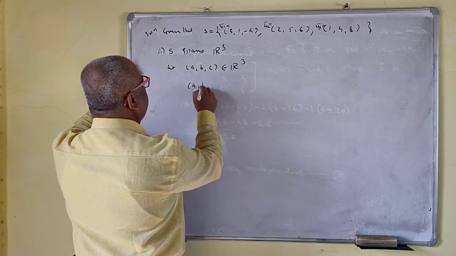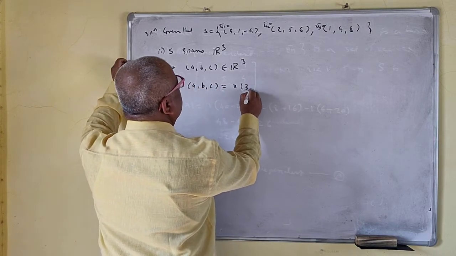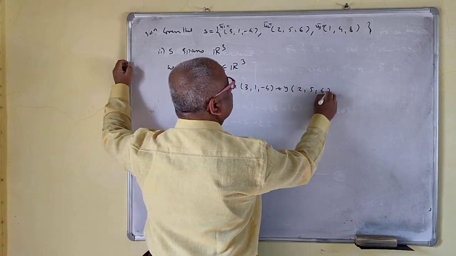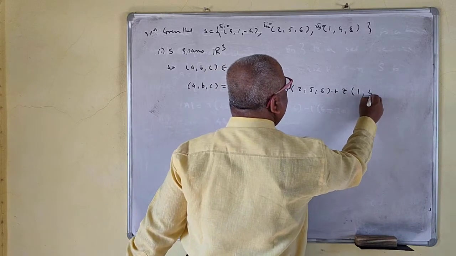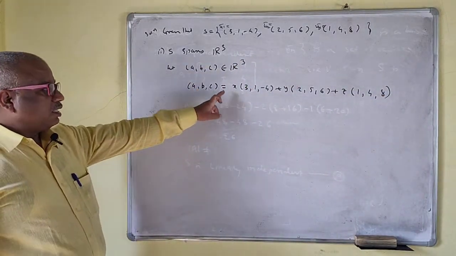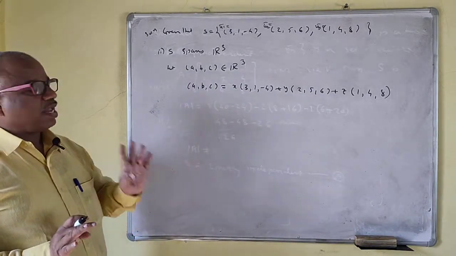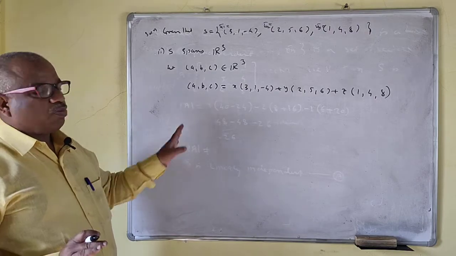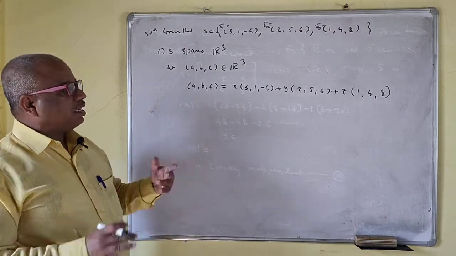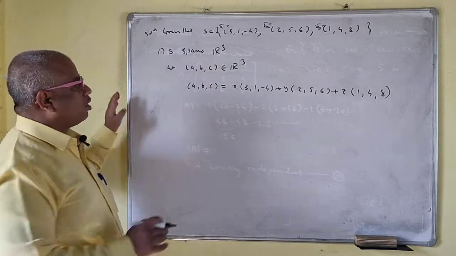So (a, b, c) is equal to x into (3, 1, minus 4) plus y into (2, 5, 6) plus z into (1, 4, 8). We will prove that these x, y, z exist. These x, y, z are unknown. That means we form a system, and we have to prove only that the system is consistent. If the system is consistent, then S spans R3.